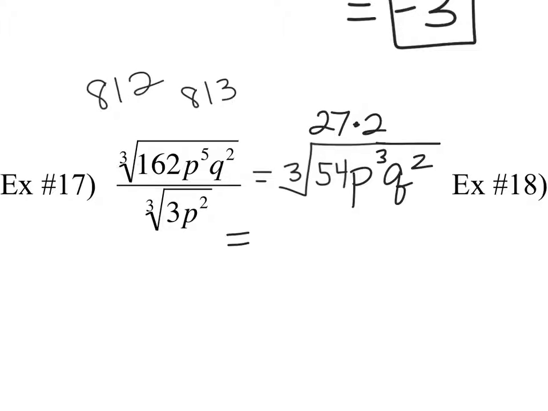The cube root of 27 is 3, leaving the cube root of 2 behind.